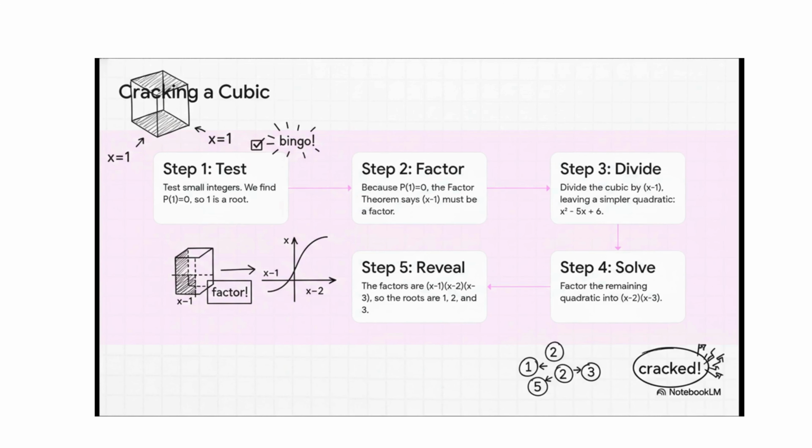We've got this cubic here. We can test a simple number like 1. And bingo, it works. The whole thing equals 0. So since x equals 1 is a root, we know that x minus 1 has to be a factor. The next step is to use that to simplify the problem. We divide our big cubic by x minus 1, and what's left is a much friendlier quadratic. And from there, factoring the rest is easy. And just like that, by finding just one root, we found all 3. 1, 2, and 3. We cracked it.